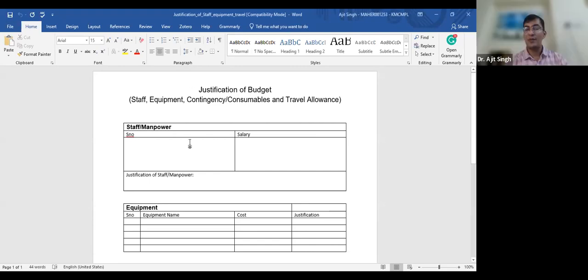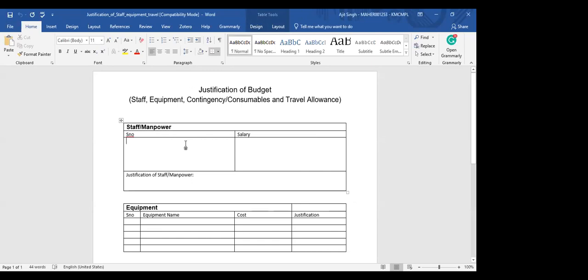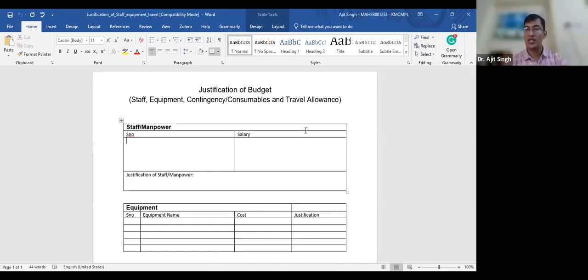See, staff, manpower, whatever number you want. You may want two research assistants, two research coordinators, one research associate, two PI, one co-PI, whatever. And what salaries are you going to give? As PI or co-PI, you cannot get salaries. But for the staff you are getting for your research, like research assistant, research associate, you have to get them on board and you have to ask for their salaries from the funding agency.